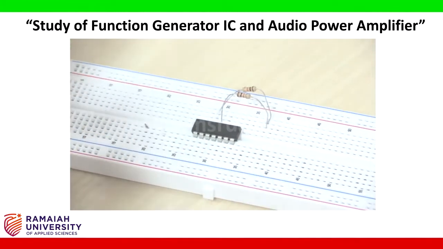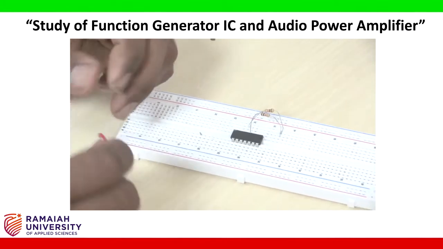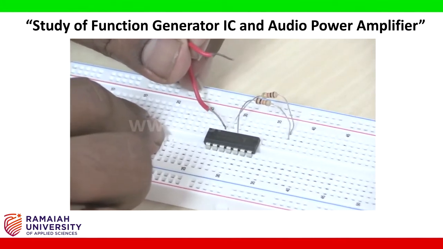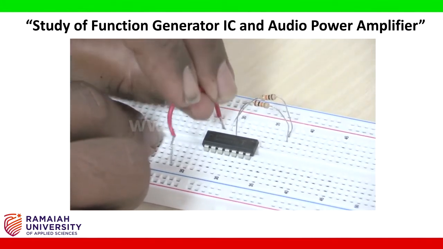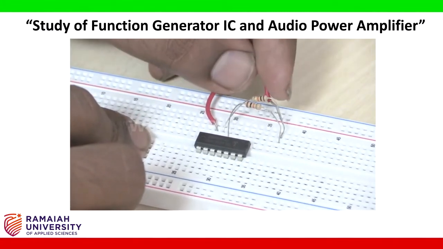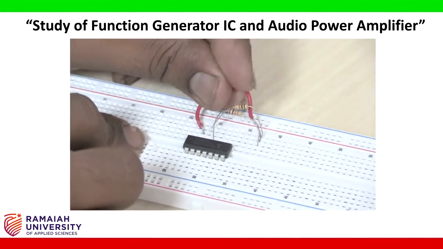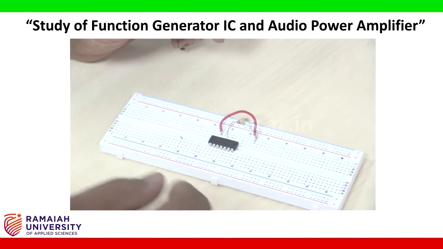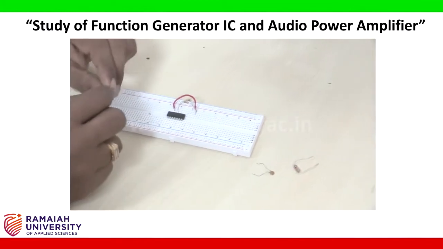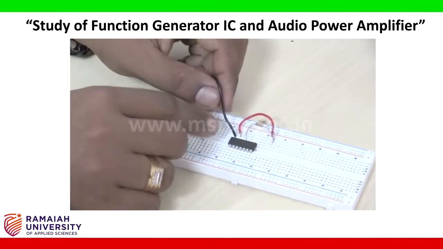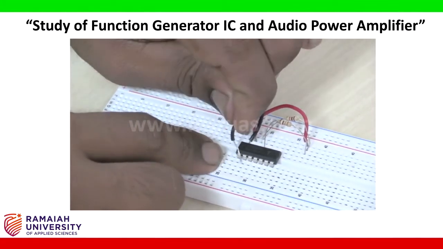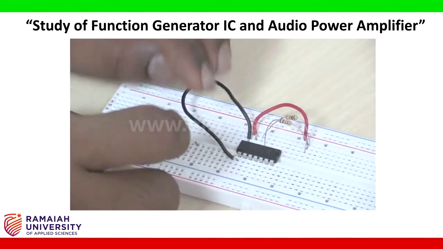Next I am going to short the sixth terminal with the fifth terminal. So this is 3, 4, 5, 6. So this is the sixth terminal. I am going to short it with the 10 kilo ohm resistor connected. Next I am going to short the pin number 8 and 7. So this is pin number 7, and pin number 8 I am going to short. This is pin number 8. I made it as short.